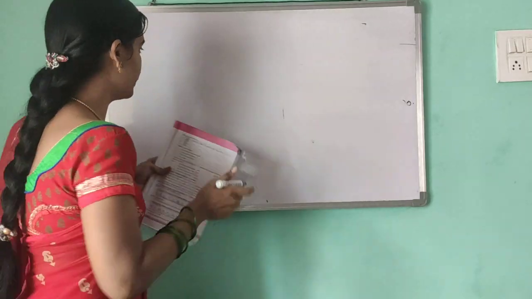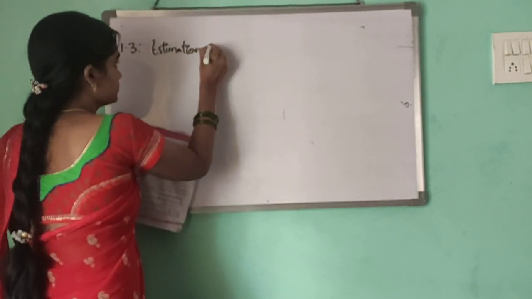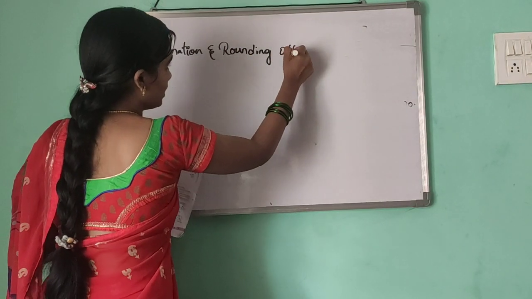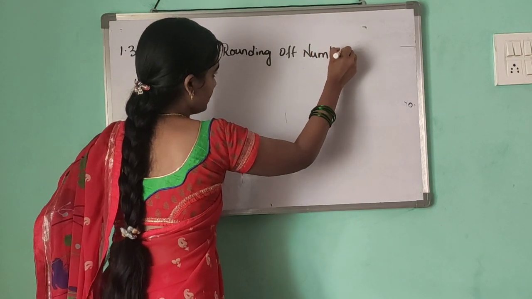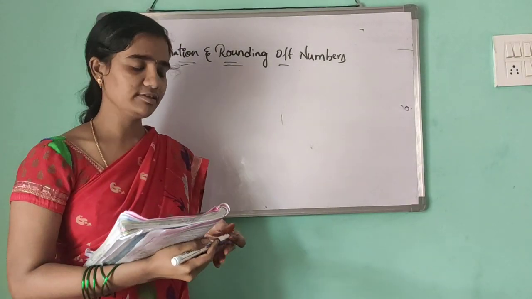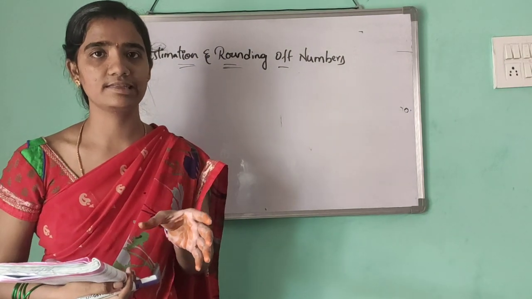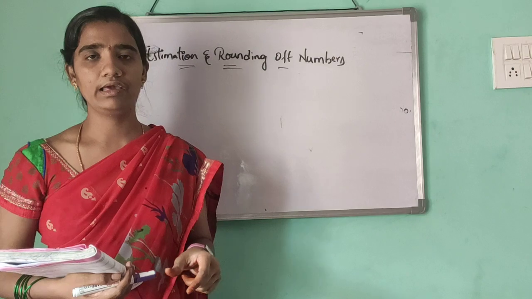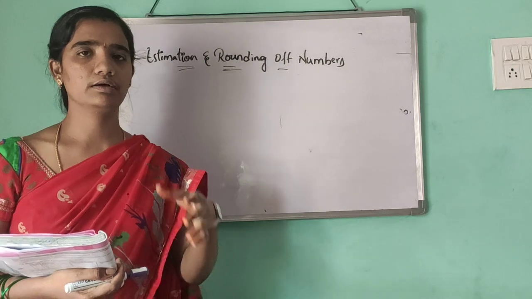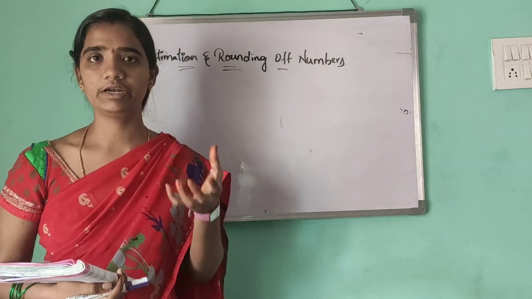This is for rounding of numbers. Rounding of numbers. In our day-to-day life, we are estimating some numbers. Here, a cinema theater, a movie theater is there. In that movie theater, mostly one day, 400 people attended the movie. How can we say that is an estimate? Okay.